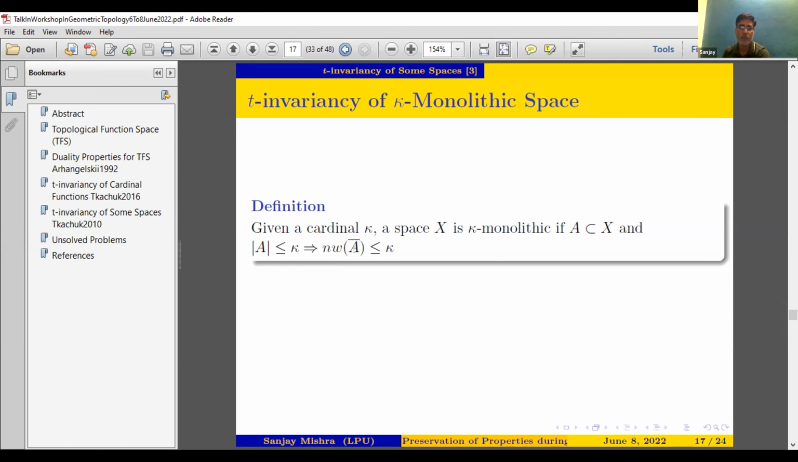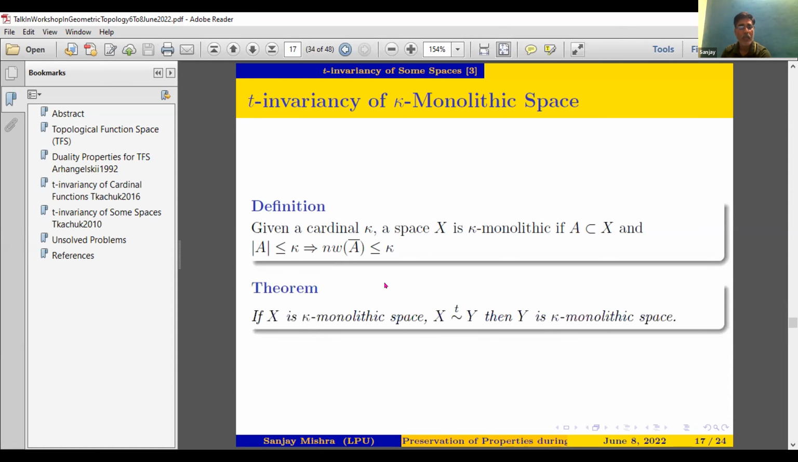Such a space that holds this condition is called a kappa-monolithic space, and it is also a T-invariant property. You can easily see this: if X is a monolithic space and both are T-equivalent, then Y is also monolithic.